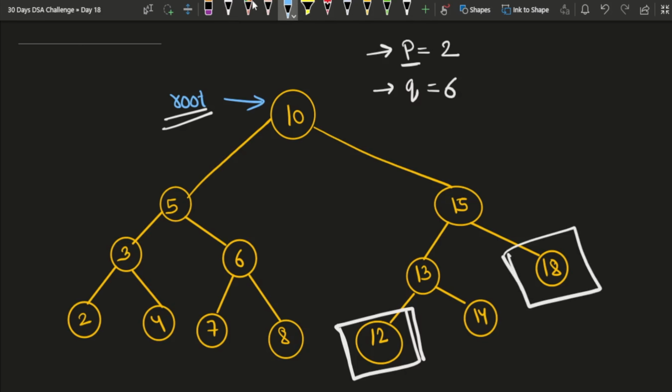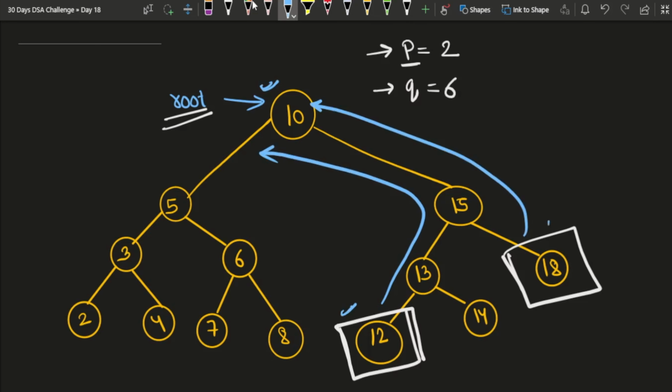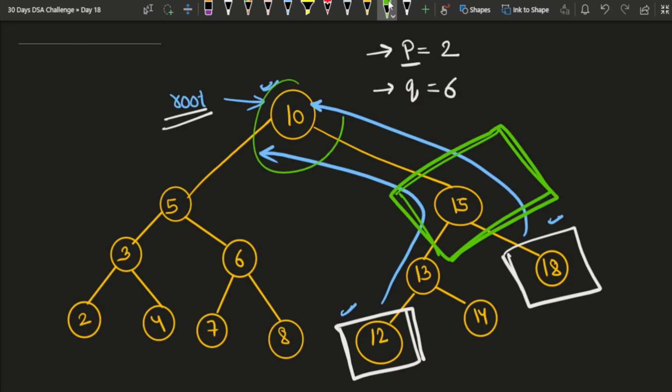Firstly, I'll draw the path from these nodes up to my root node. So this will be my first path from node number 12 to node number 10, and this will be my second path from node number 18 to node number 10. Here you can clearly see that we have 15 which is common in both the paths, and this is the first node which is common in both the paths. Okay, here you can see that this particular node 10 is also common in both the paths, right? But we need to consider the first node which is common in both the paths.